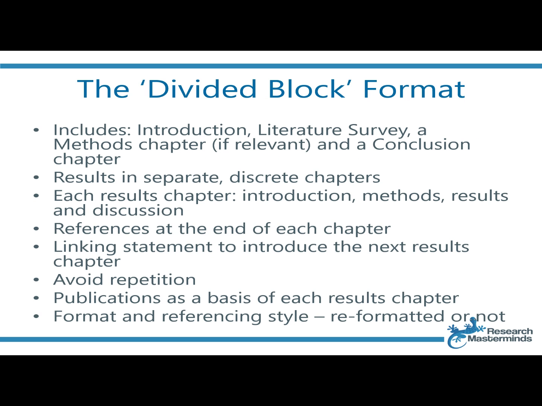When using the divided block format, you'll have your introduction chapter, your literature review, your methods chapter, if relevant, and a conclusion chapter. Then your results are in separate discrete chapters, referred to as results chapters, and also what we often call our different studies that make up our PhD. So each results chapter will have a section of introduction, methods, results, and discussion, similar to what is included in a publication. And then the references come at the end of each chapter.